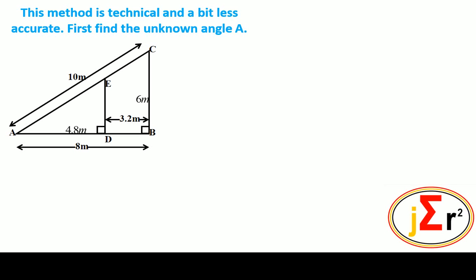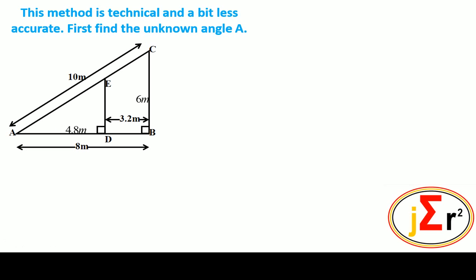First, find the unknown angle A. We are required to find the length of ED. That's what we are required to find. And we are using an alternate method in finding the length of ED. We will therefore find the angle A.